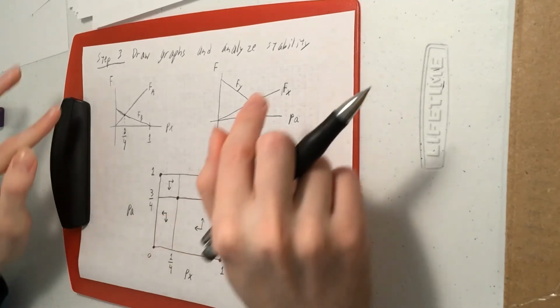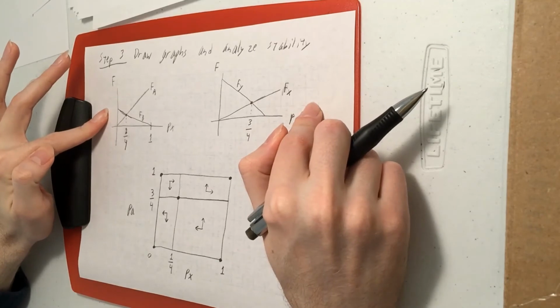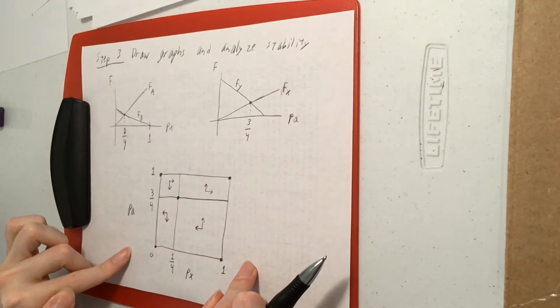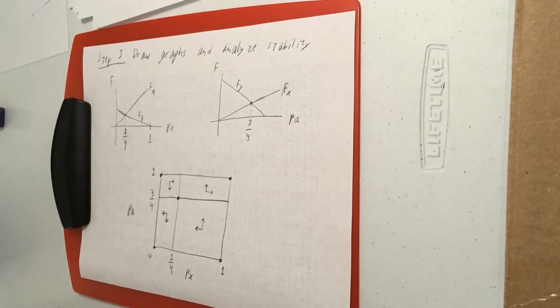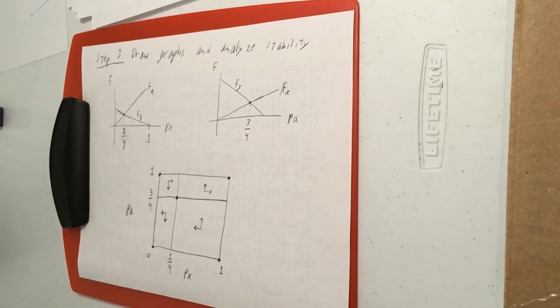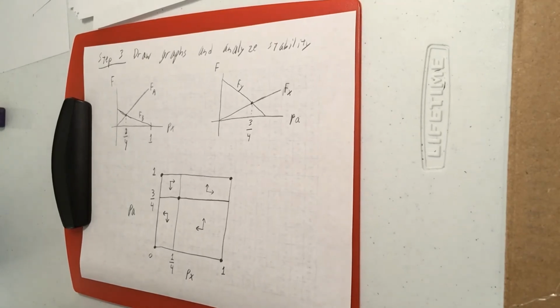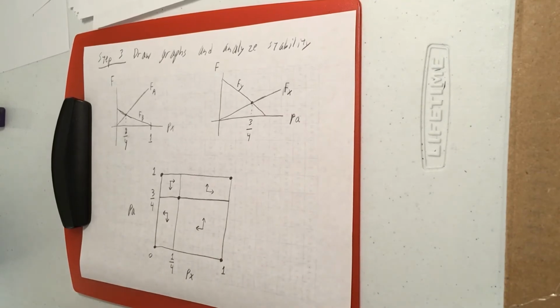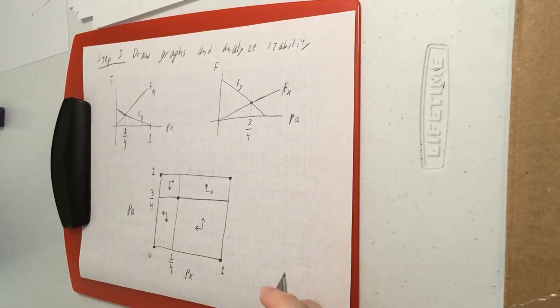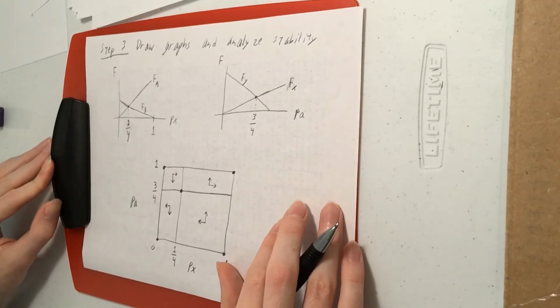So that's how you manage to combine these two individual graphs into a single combination graph. And with our arrows here, we now have the tools to analyze stability. So let's start with this one down here, where PA is 0 and PX is 0. So that's a monomorphism. We gotta see if it's stable or not.